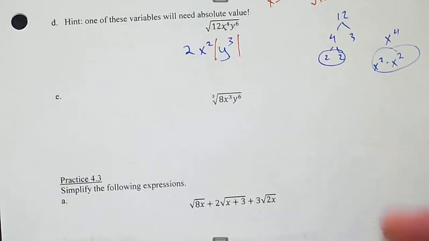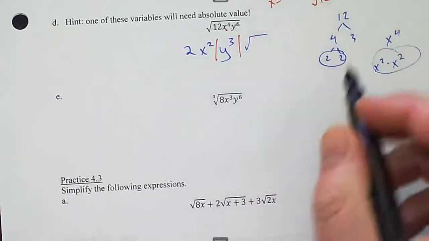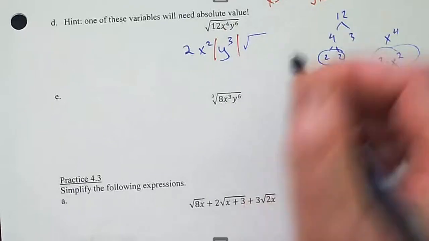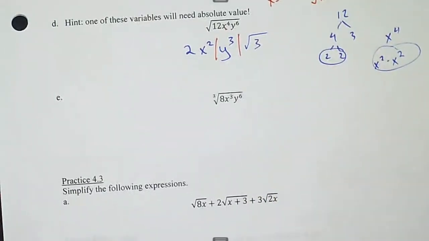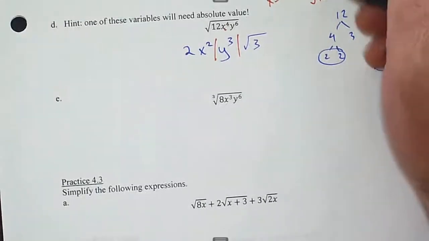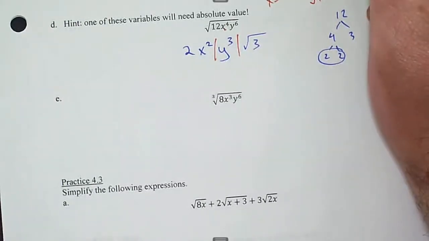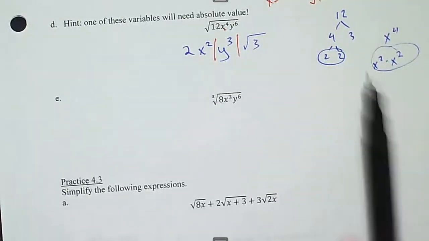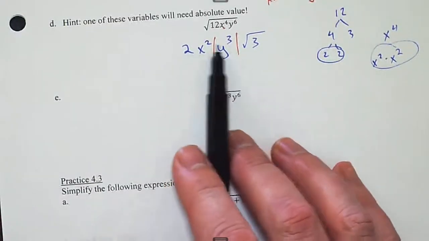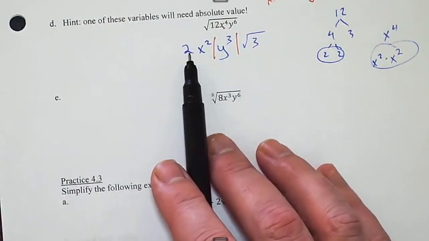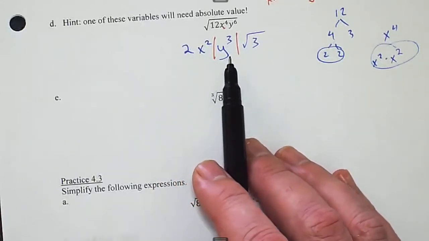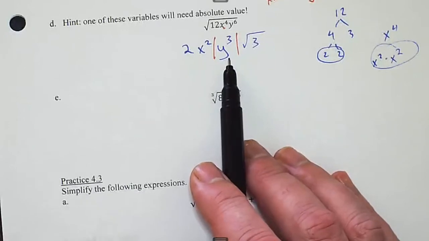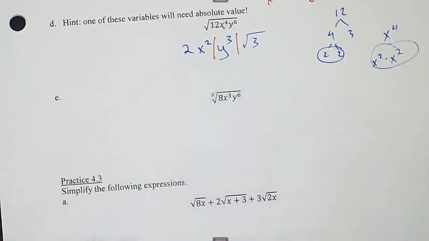Oh, I'm just realizing that I never wrote my radical. Remember we had a pair of 2's, we forgot about the 3. Still need that there. That's not going away. Sorry about that. And the square root of 12, of course, is 2 root 3. But if I plug in a -1 to this expression without the absolute value, I would get 2 times 1 times -1 cubed, which is still negative. And so I would end up with a -2 root 3, which is not right.